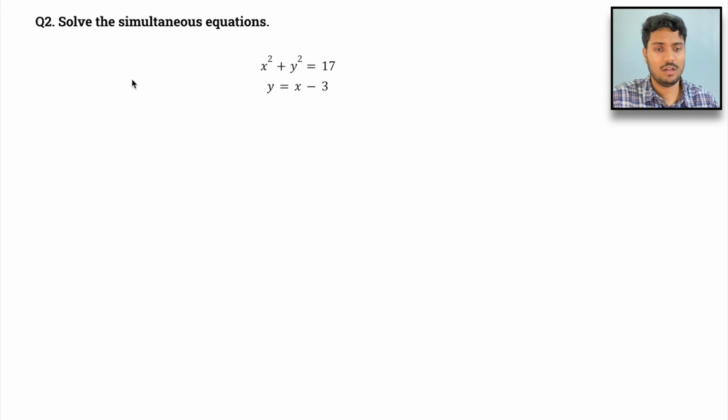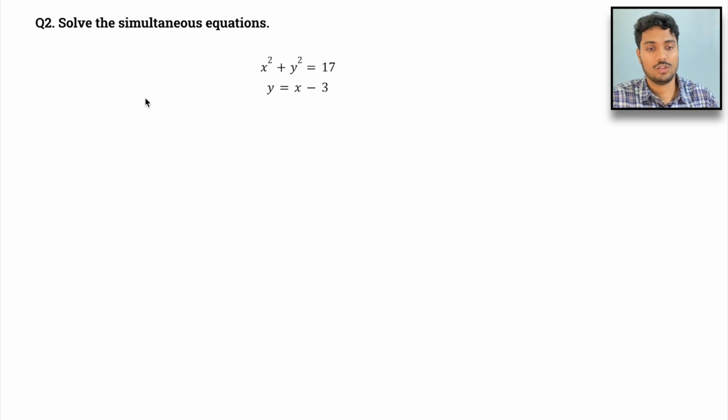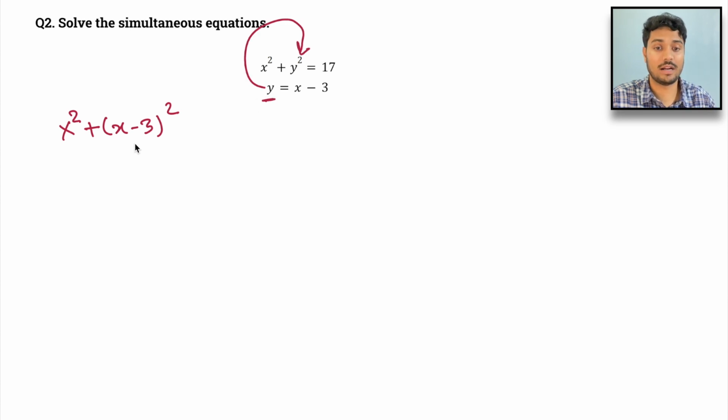Now question number 2, we have x square plus y square equals to 17 and y equals to x minus 3. So you can pause the video here and try to solve the question by yourself and come back again and check your answer. So now what we can do, we can substitute the value of y from second equation to the first equation and we can write it as x square plus x minus 3 the whole square. I'm taking the value of x minus 3 from the second equation and substituting this value of y in the first equation, and that's how I'm writing x minus 3 the whole square, which is equals to 17.